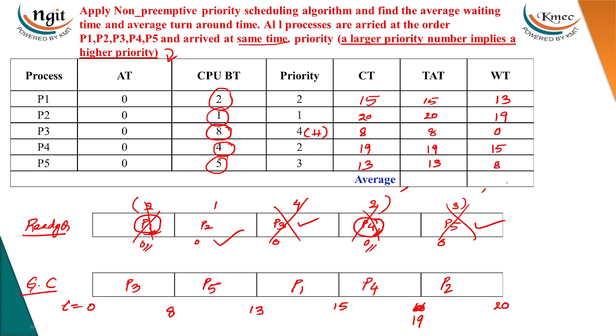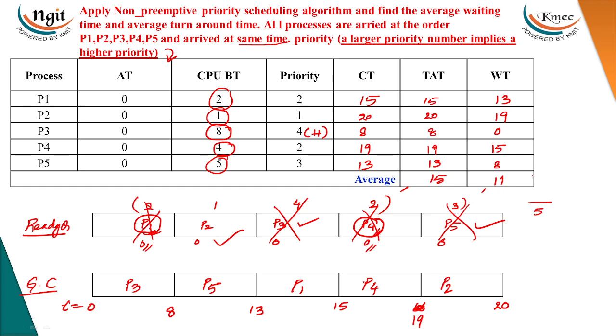So if you calculate this one, 15, 20, 8, 19, 13, the sum divided by 5, you will get 75 divided by 5, so you'll get 15. Similarly, this will be 13, 19, 0, 15, 8, so it will be 55. So the average will be 11. Okay, this is 75 by 5 and this is 55 by 5, correct?